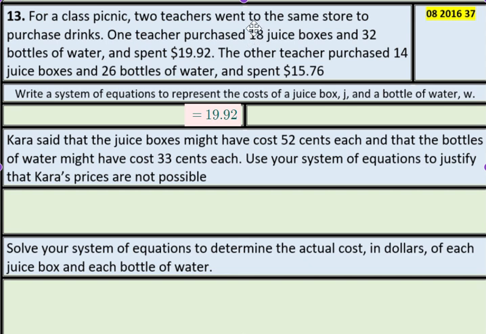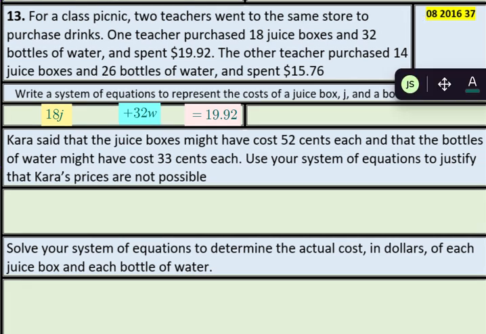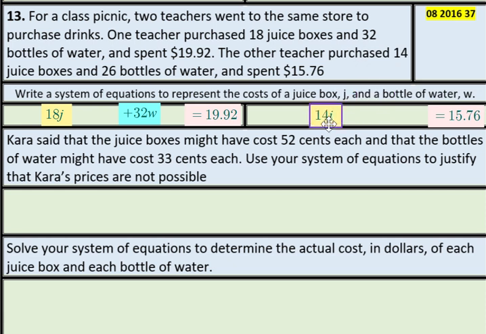18 juice boxes. 18 is going to go with the variable J. And 32 bottles of water. So 32 is going to go with our variable W. That's our first equation. Now, the second teacher spent $15.76 on 14 juice boxes, 14J, and 26W. And that's our two equations.